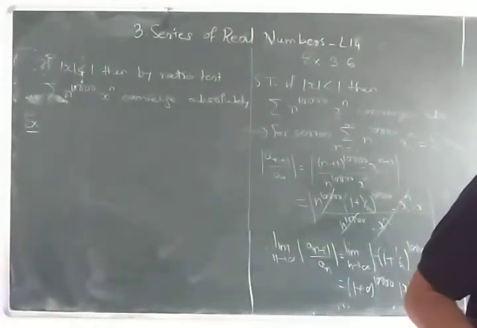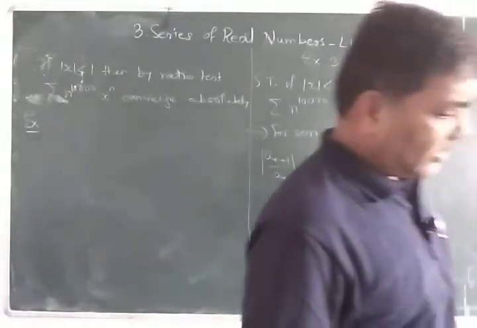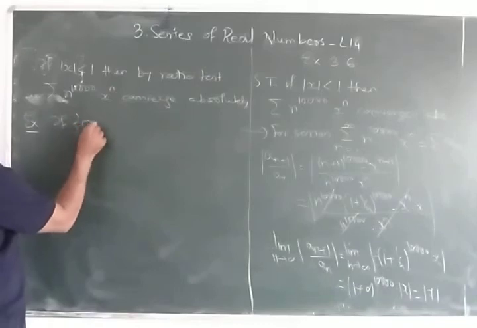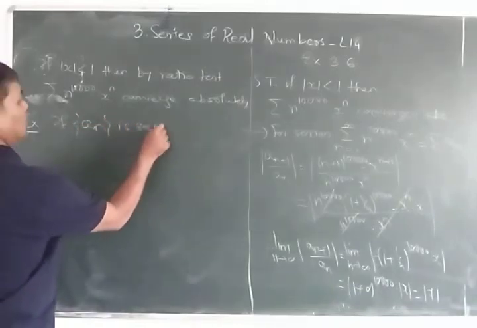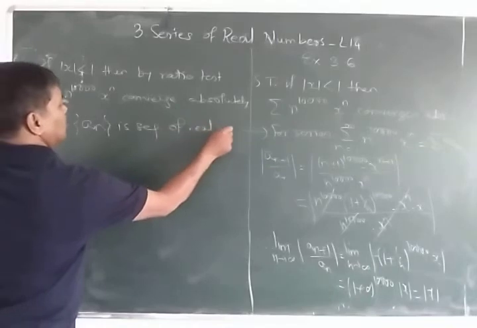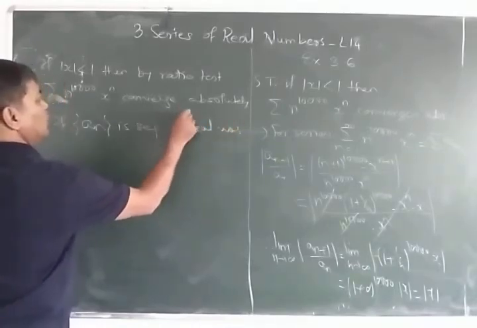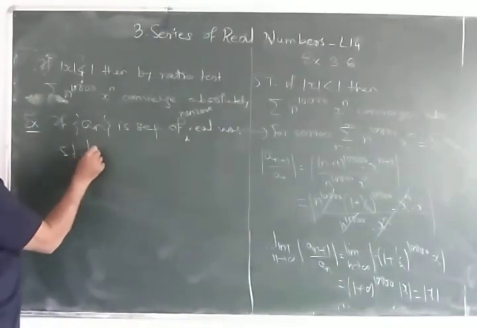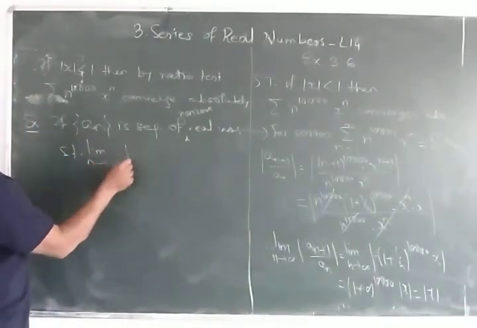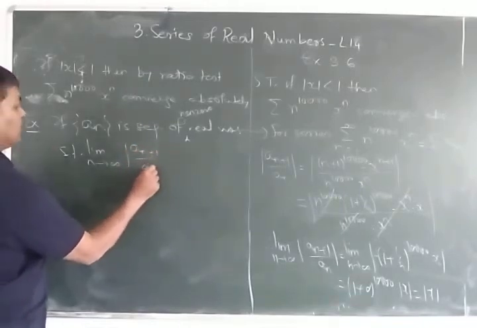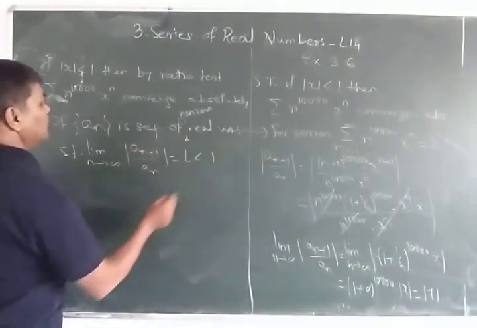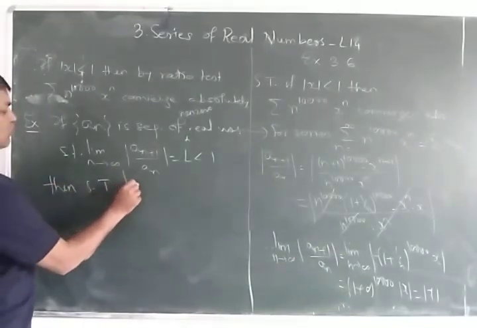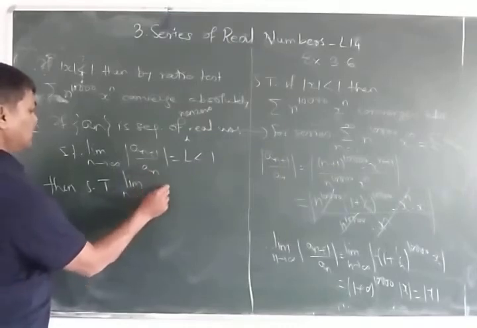If an is a sequence of non-zero real numbers such that limit n tends to infinity of mod of a(n plus 1) upon an is equal to l less than 1, then show that limit n tends to infinity of an is 0.